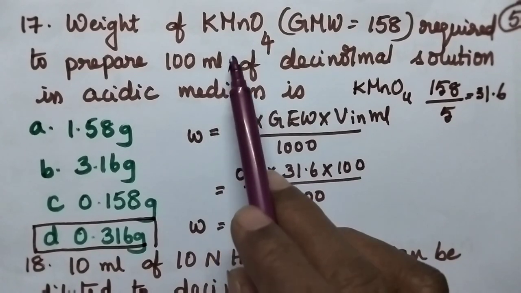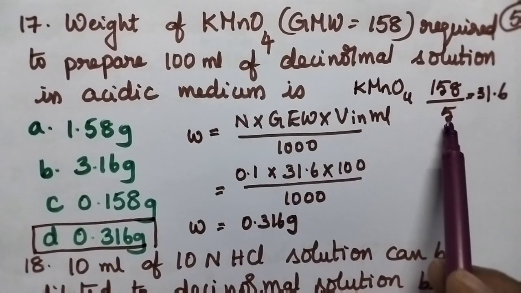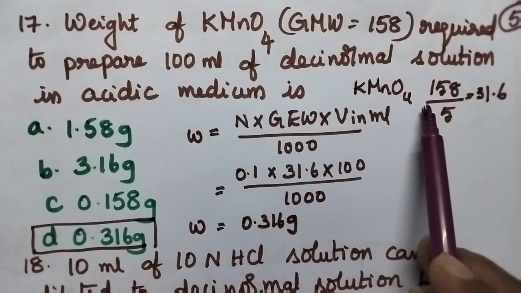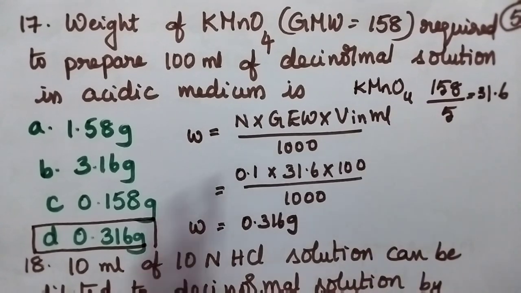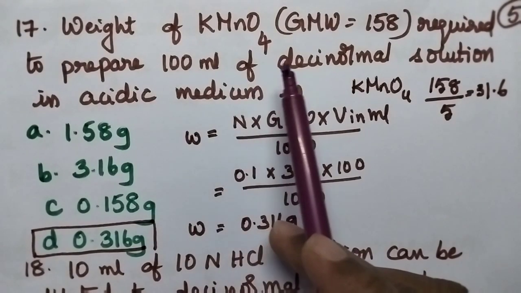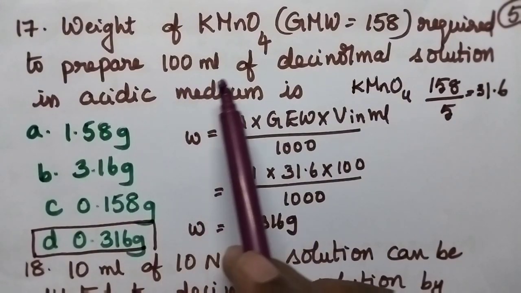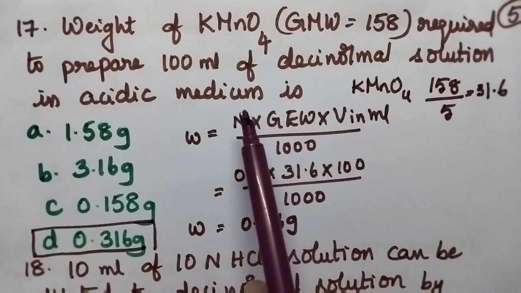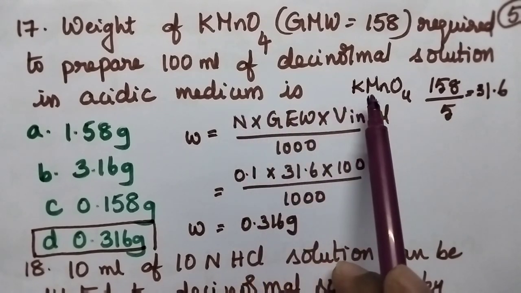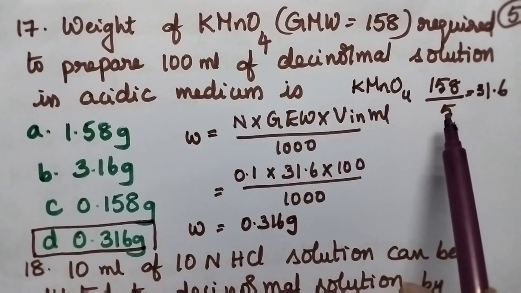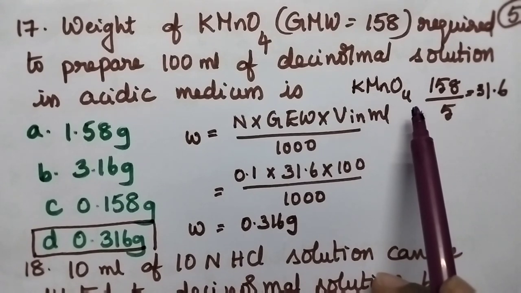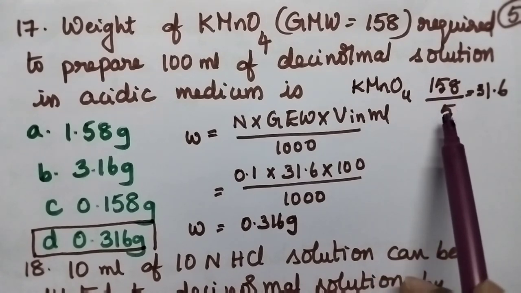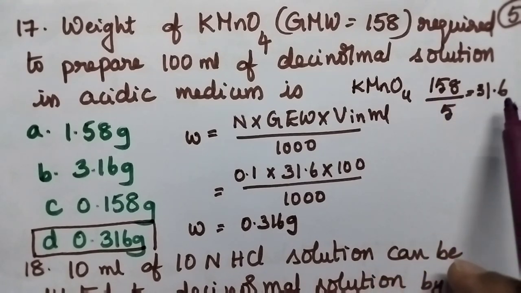In acidic medium, potassium permanganate will gain 5 electrons and hence its equivalent weight can be calculated. Weight of potassium permanganate required to prepare 100 ml of decinormal solution in acidic medium is... In acidic medium, potassium permanganate gains 5 electrons and hence its equivalent weight is equal to 158 divided by 5, that is equal to 31.6.